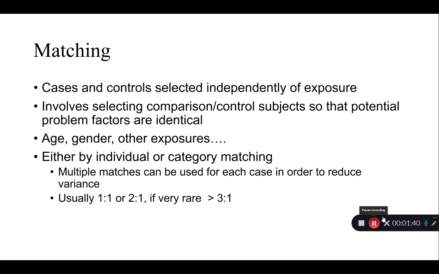During a case control study, it's important to have matching. Cases and controls are selected independently of exposure, involving the selected comparison of subjects so that the potential problem factors are identical. That's why you need to match age, gender, and other exposure factors like social and economic status, either by individual or category matching. Multiple matches can be used for each case in order to reduce the variance, usually in a ratio of 1-to-1 or 2-to-1. You don't want to go higher than that because you lose your matching.